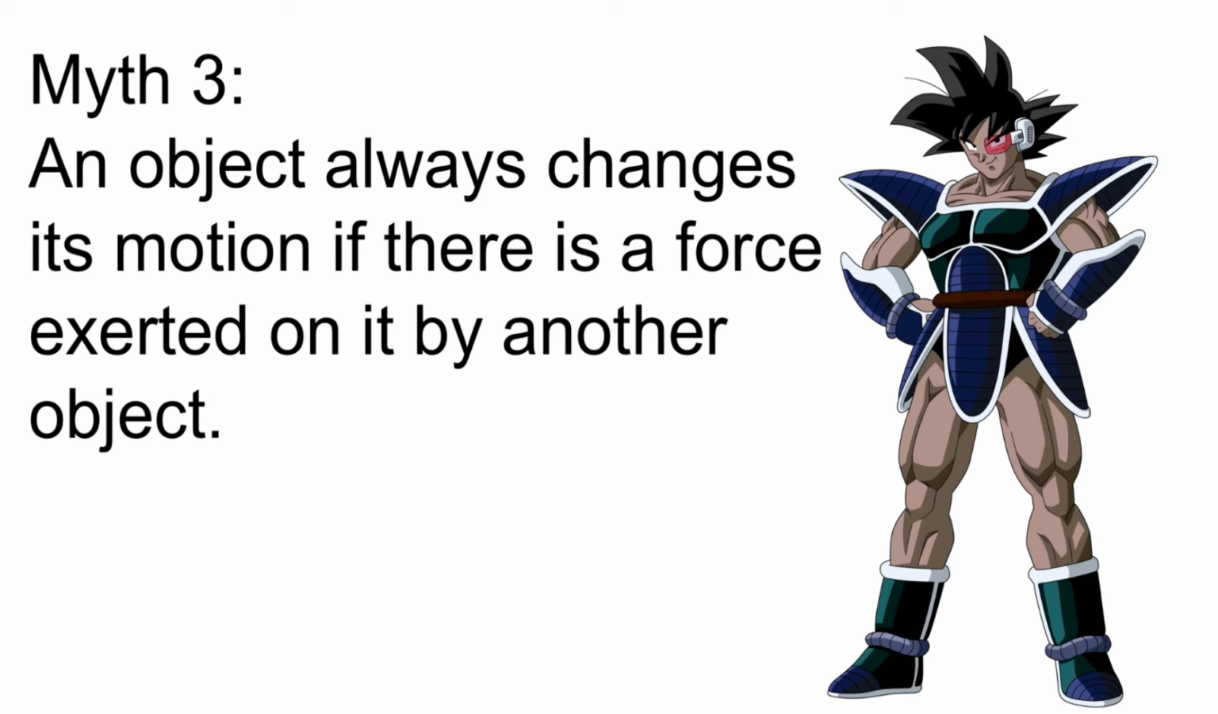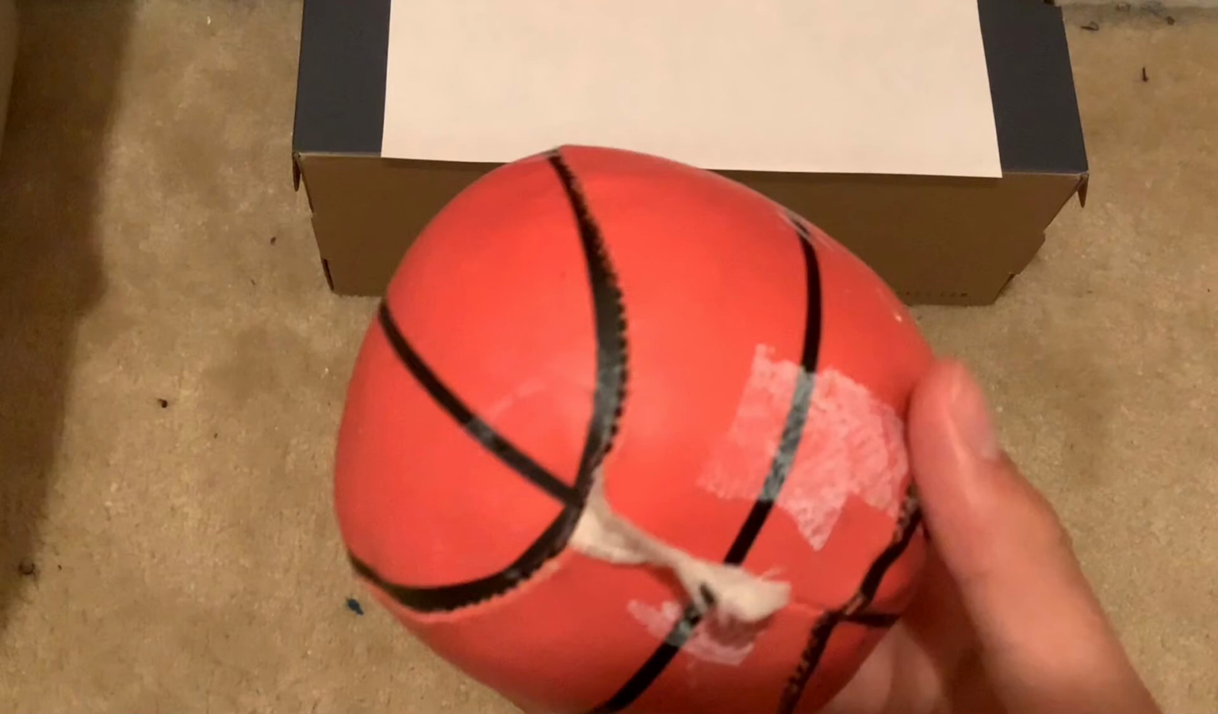The final myth states that an object always changes its motion if there is a force exerted on it by another object. Let's put it to the test. We can test this by having this ball exert a force on this shoebox and see if the box changes its motion. From this, we can see after throwing the ball at the box that the box does not change its motion.